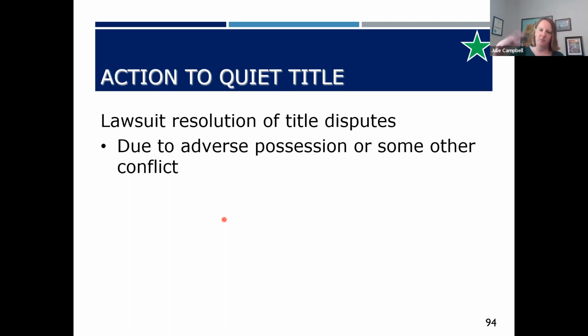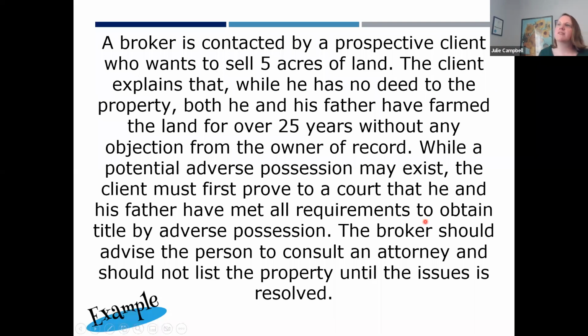So let's look at an example together. Put your pencils down for just a second. A broker is contacted by a prospective client that wants to sell 5 acres of land. The client explains that while he doesn't have a deed to the property, he and his father have farmed the land for over 25 years without any objection from the owner of record. While there may be a potential adverse possession, the client has to first prove to the court that he and his father have all the requirements of adverse possession to claim that property.